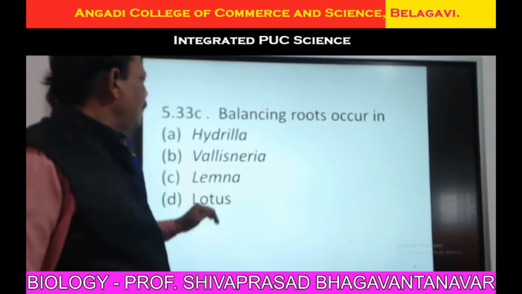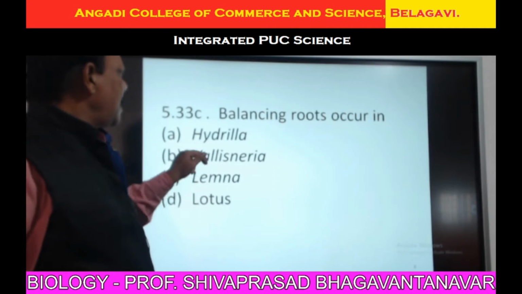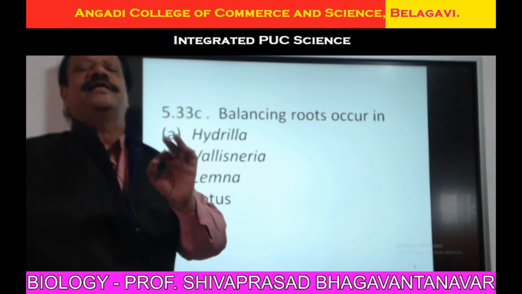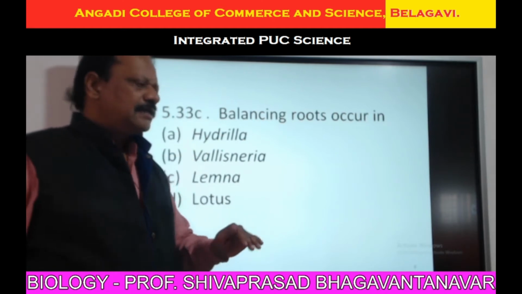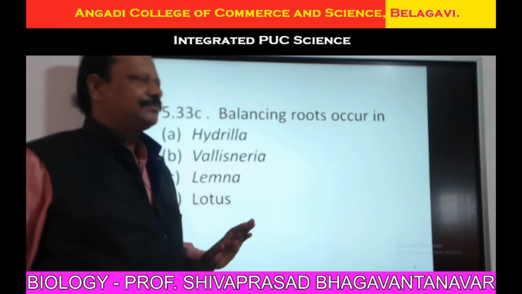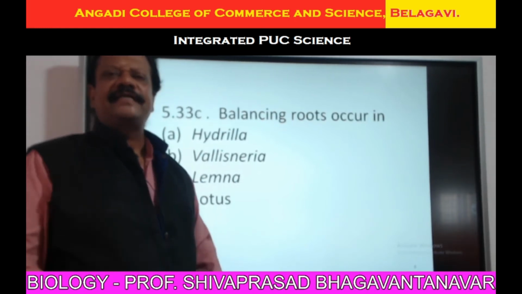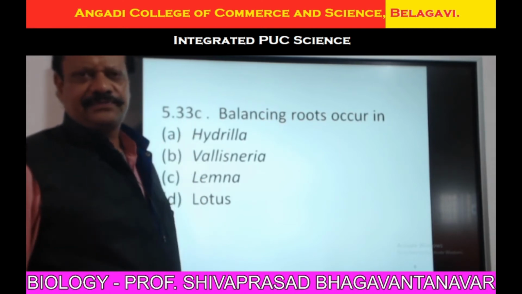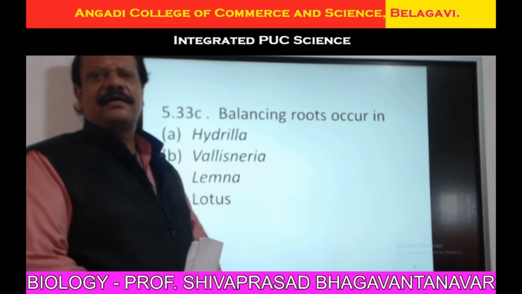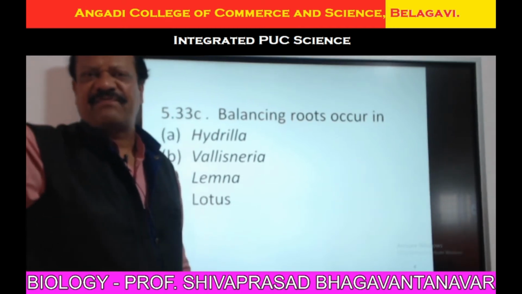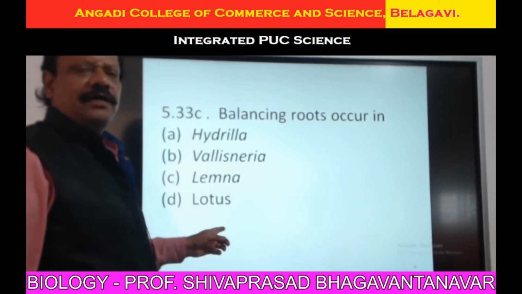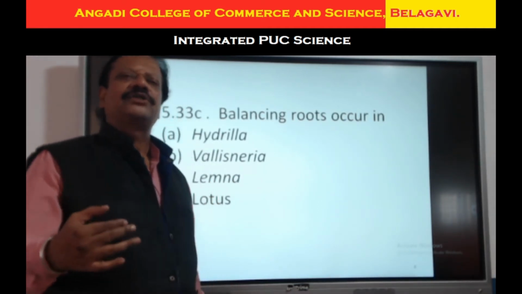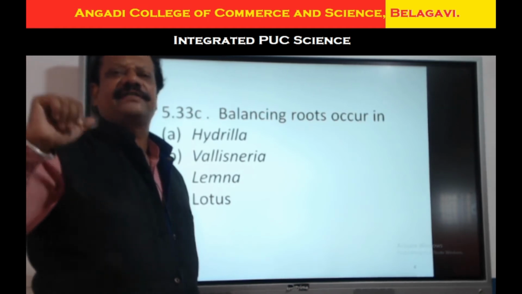Now, first of all, we'll see these examples. Hydrilla is a plant which is totally submerged in the water, that is deeply inside the water. Vallisneria is anchoring the soil and floating in the water. Then Lemna is freely floating on the surface of the water. Then lotus is anchoring inside the water, and also its leaves are floating on the surface of water.